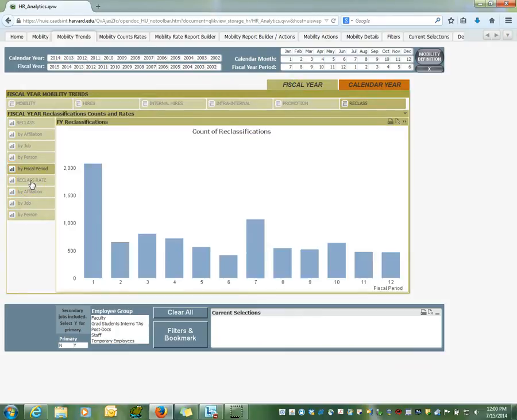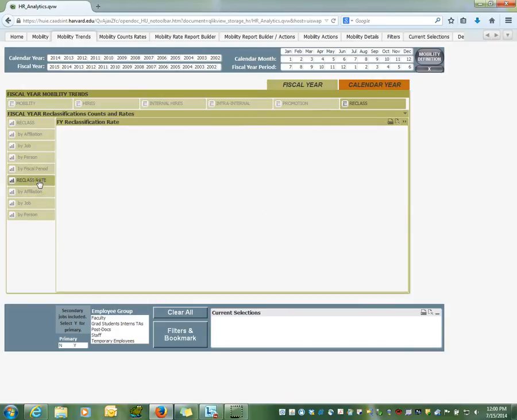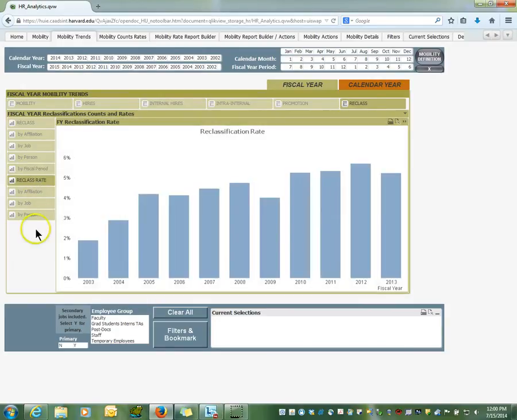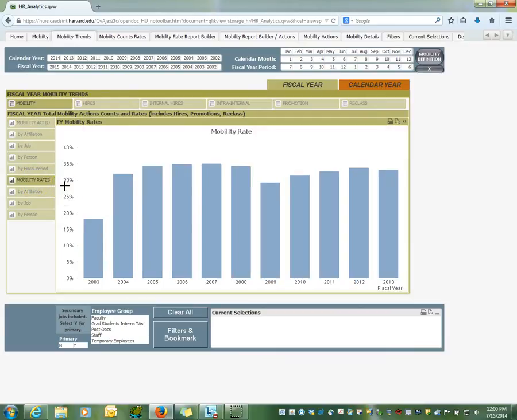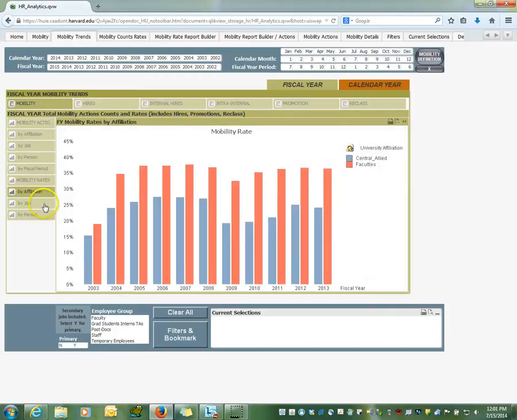Now the bottom four charts look at rates. So the first one is just the rate. This is looking at reclassification. If we look at mobility as a whole, then you can see, oops, sorry, going back to rates. You can hover over any data point and see the mobility rate in fiscal year 2011 was 32.6. You can look at rates by, again, by affiliation, by job, and by person.